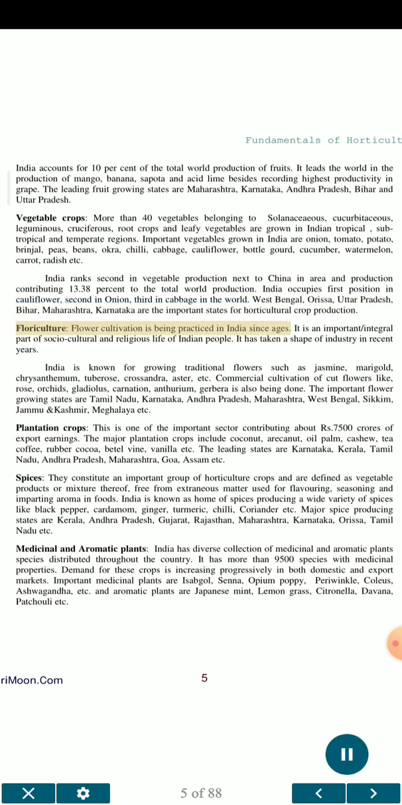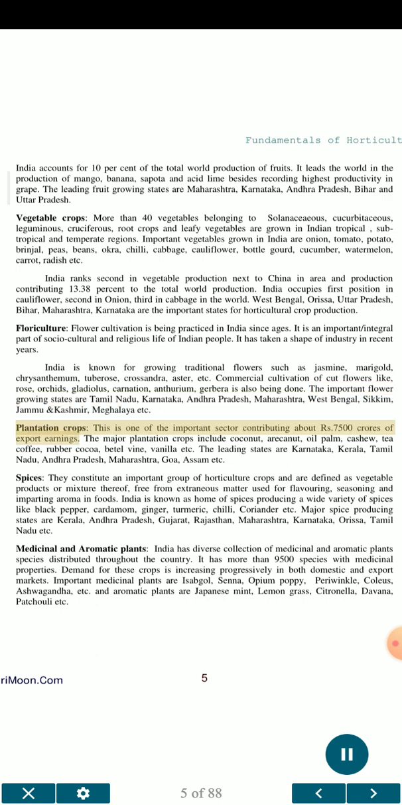Floriculture. Flower cultivation has been practiced in India since ages. It is an important, integral part of the socio-cultural and religious life of Indian people. It has taken the shape of an industry in recent years. India is known for growing traditional flowers such as jasmine, marigold, chrysanthemum, tuberose, crossandra, aster, etc. Commercial cultivation of cut flowers like rose, orchids, gladiolus, carnation, anthurium, gerbera is also being done. The important flower growing states are Tamil Nadu, Karnataka, Andhra Pradesh, Maharashtra, West Bengal, Sikkim, Jammu and Kashmir, Meghalaya, etc.